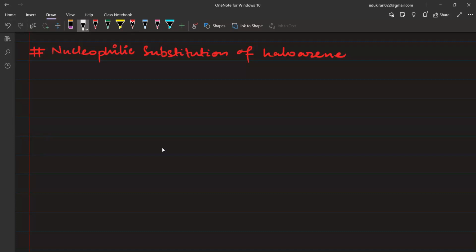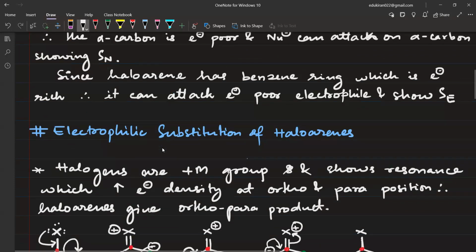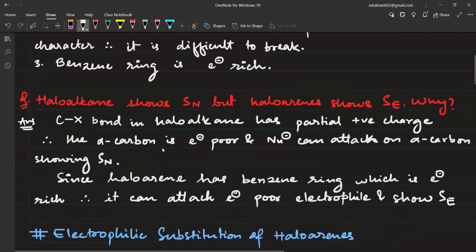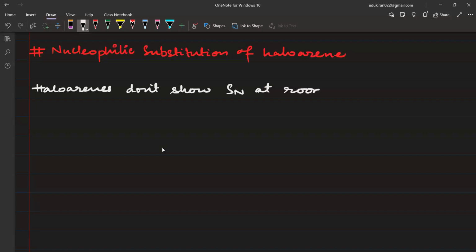Now, this has another question which people write in this particular part. They will ask a question: why do haloarenes not show SN? The question will be: haloarenes don't show SN at room temperature, why? Please write: haloarenes don't show SN at room temperature due to the following reasons.